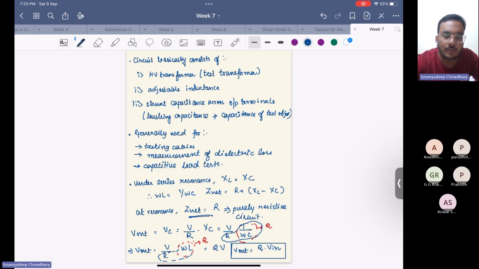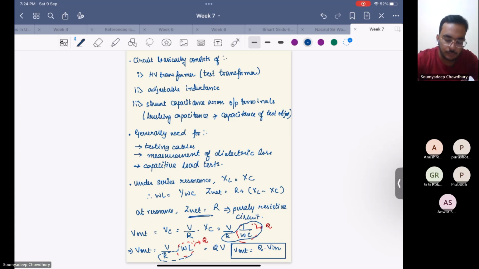Correct, sir. Anything else you want to know? Anyone? Is it fine? Is the explanation fine? You understood how we are generating this high magnitude of AC voltage just by exploiting this resonance condition, which we have studied in our network theory subject. Is it clear, Mr. Purushottam? Anushri, Rakesh? Everyone, is it clear? Clear, sir.